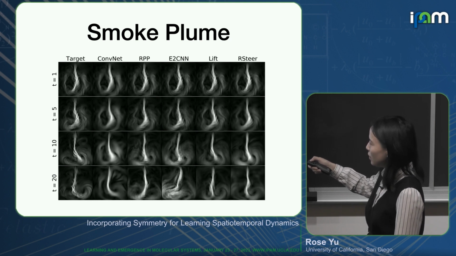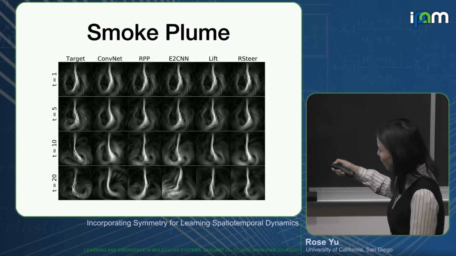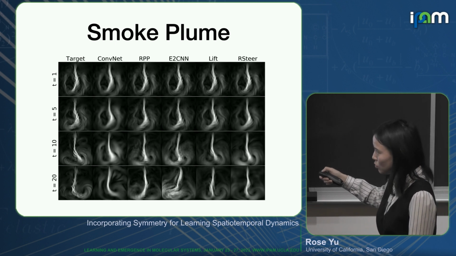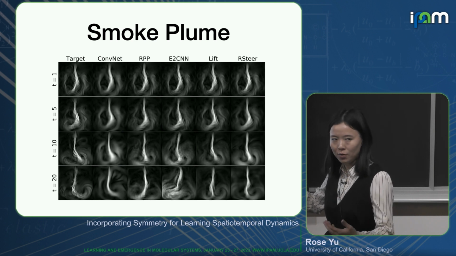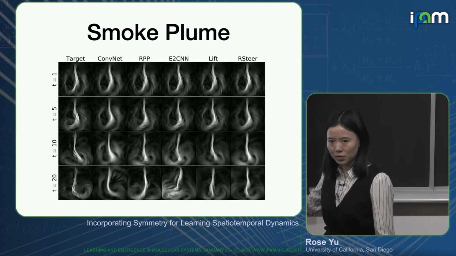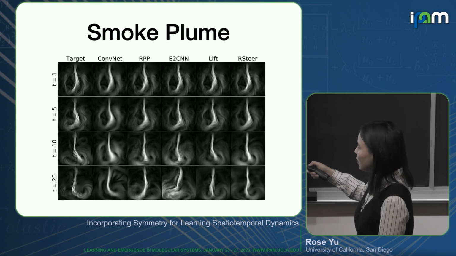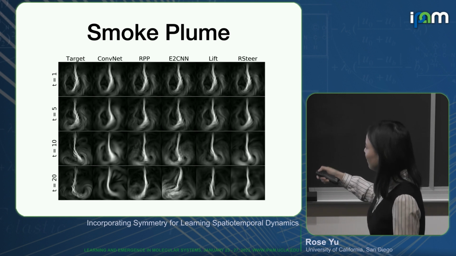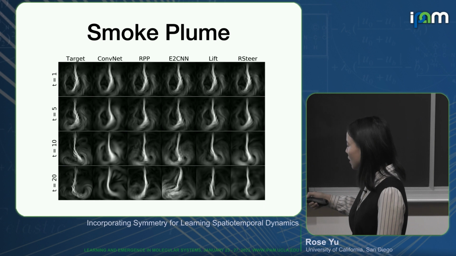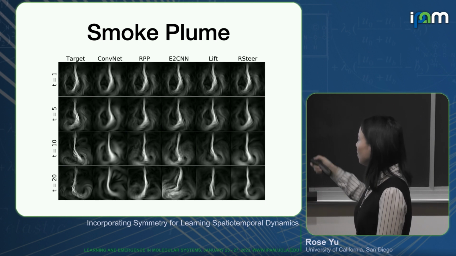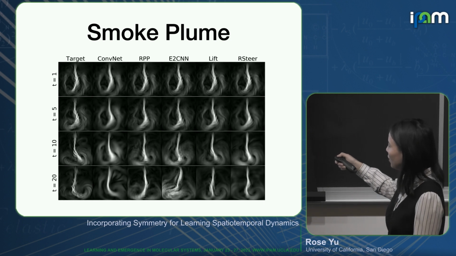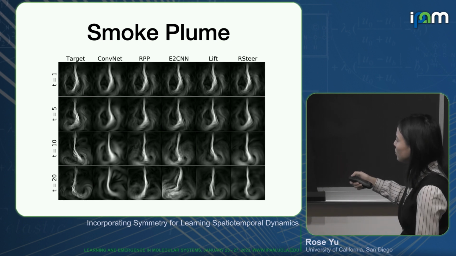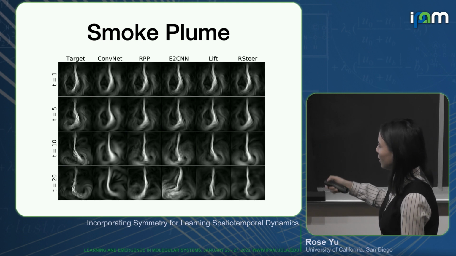RPP is a baseline from Andrew Wilson's group. They use the idea of a residual pathway to have an additive structure of equivariant and non-equivariant models. And E2CNN is from Max's group, I think, and it's basically a perfectly equivariant network. These are two variations of our model: our steerable CNN is a relaxed steerable CNN.